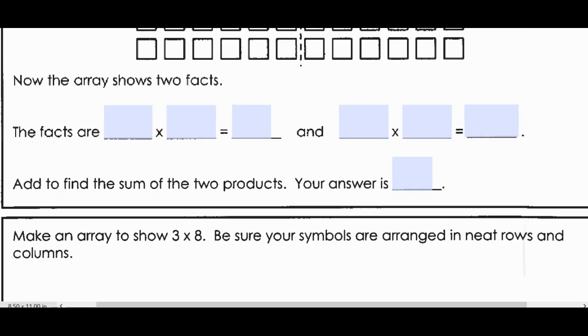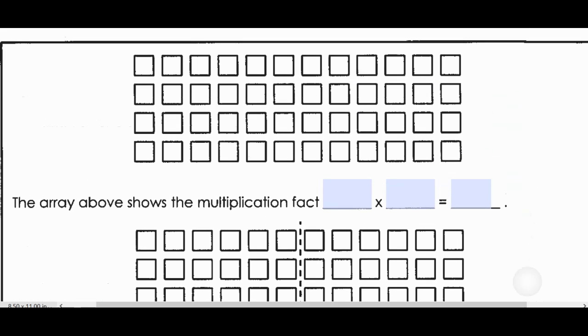That's similar to what, let's do this one here. How many rows do I have? 4. And how many in each row? 1, 2, 3, 4, 5, 6, 7, 8, 9, 10, 11, 12. 4 times 12? 48. Now, if I don't know what 4 times 12 is, I could break the array apart, correct?